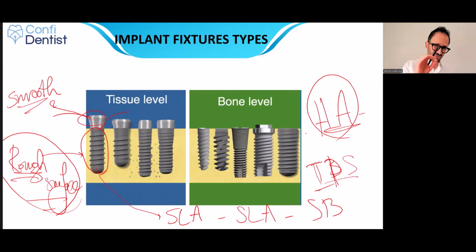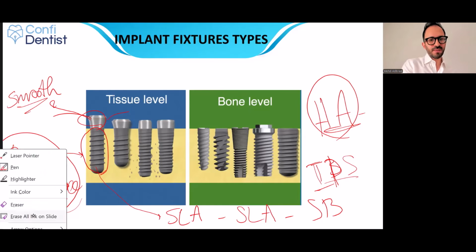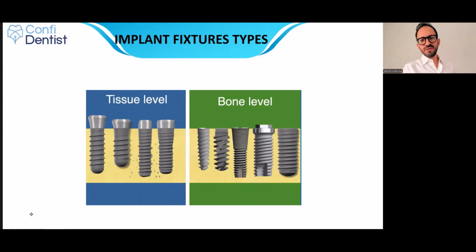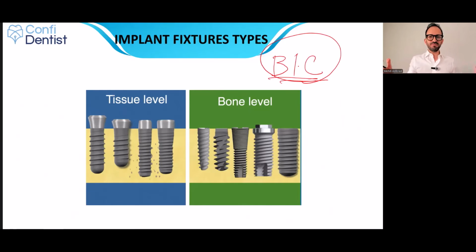So you can't detect those small surface porosities by eye, okay? But they exist, and they actually improve the BIC, bone implant contact, because they increase the implant surface area. So in both tissue level and bone level implants, the part which is placed inside the bone should be very porous, okay? Should have irregularities to increase the implant surface area. That way I have better bone implant contact, which helps with the secondary stability, which helps with a more reliable osseointegration, okay?